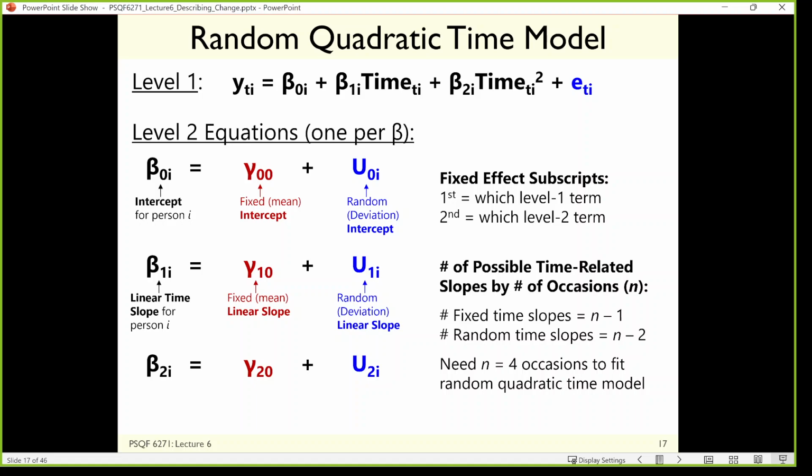Let me give an example. Let's say the slope is 8 and u1 is -2. So is that person declining or growing? If the fixed slope is 8 and u1 for a given individual is -2, how do we think about that?